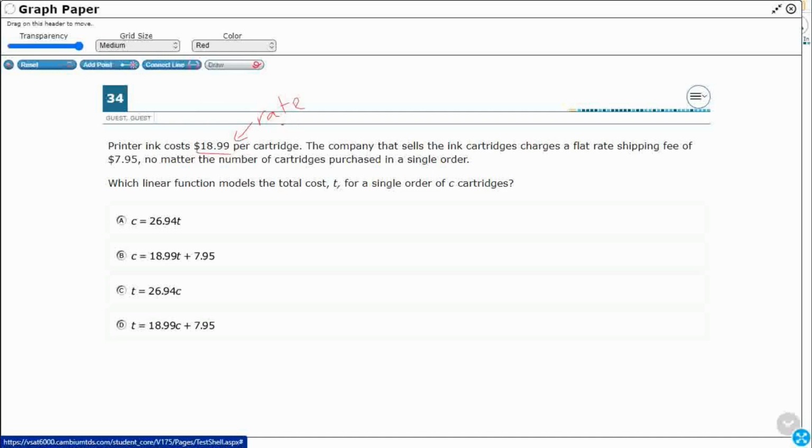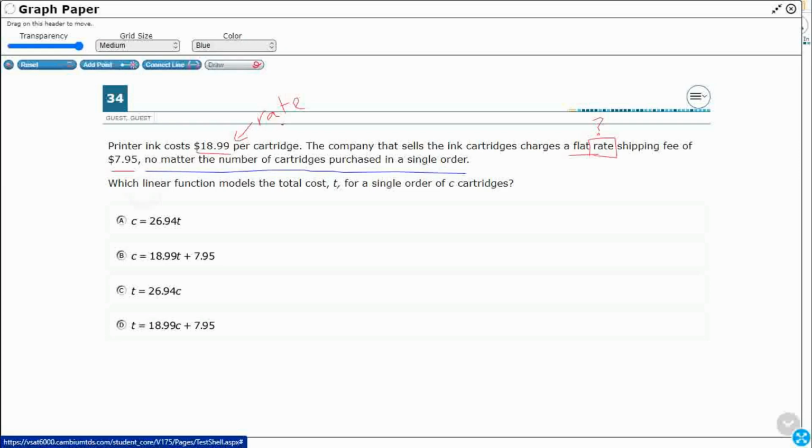The company sells the ink cartridges, charges a flat rate shipping fee, $7.95 no matter the number of cartridges. Okay, so even though it says this word rate here, typically that's our word that we're going to do some type of multiplication. But look at that: no matter the number of cartridges purchased in a single order. In real life, they do call it a flat rate, and we're not necessarily multiplying there. So this next clause in the sentence is very helpful, because it does help us know that it's not necessarily multiplication.